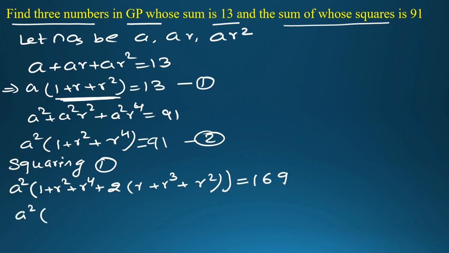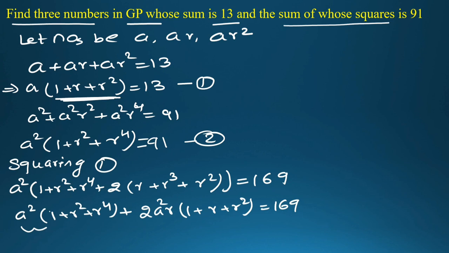Now, a square I am multiplying inside, so it will be 1 plus r square plus r to the power 4, plus r can be taken common here. So 2a square r times (1 plus r square) is equal to 169. And you can see this value is known. It is equal to 91 plus 2 times ar, and a times this is equal to 13. So it is 13 dot, is equal to 169.